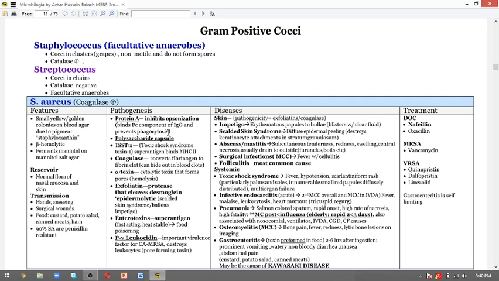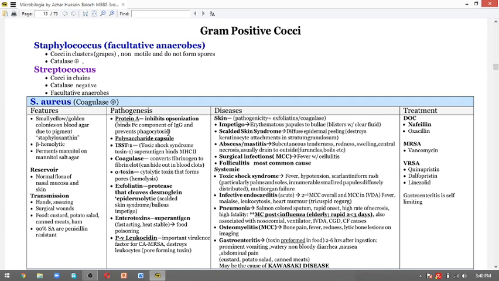Panton-Valentine leukocidin is also an important virulence factor that helps in the pathogenesis, an important virulence factor for the CA-MRSA. This means community-acquired methicillin-resistant Staph aureus, and it destroys the leukocyte, a pore-forming toxin. It causes the destruction of leukocytes and helps in the pathogenesis.